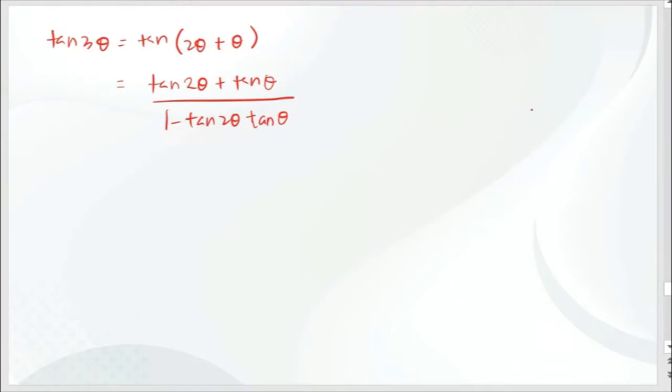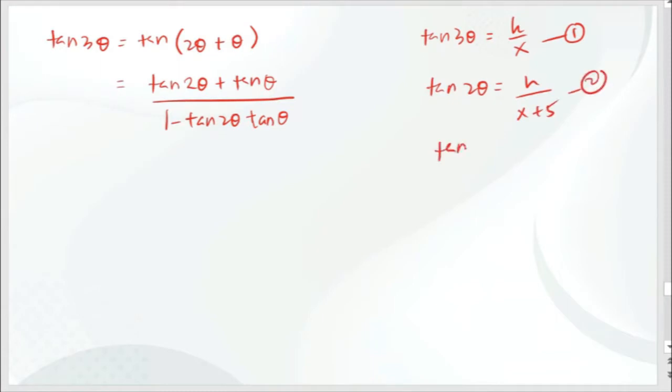Okay, then from the information just now, you get tangent 3 theta equal to what? H over X, the first equation, right? Then your second equation, tangent 2 theta equals what? H over X plus 5. This is your second equation. Then your third equation, tangent theta is equal to H over X plus 16.